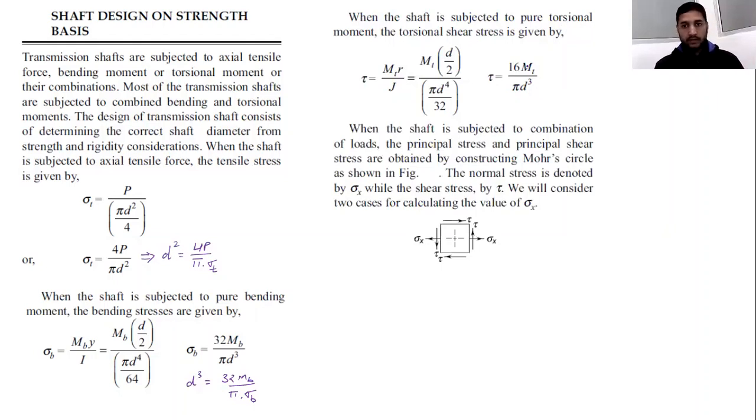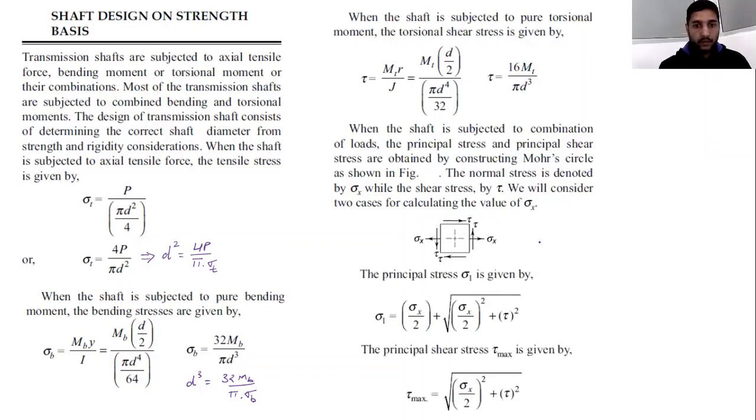But now, what happens when the shaft is subjected to a combination of loads? When the shaft is subjected to a combination of loads, it means it is subjected to normal stress and shear stress. Then, in order to find out the principal stress and the principal shear stresses, we will construct a Mohr's circle, and after that, we will find out the normal stress, principal stress, and the principal shear stress.